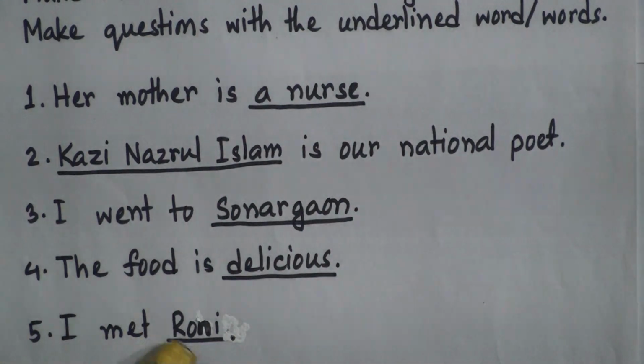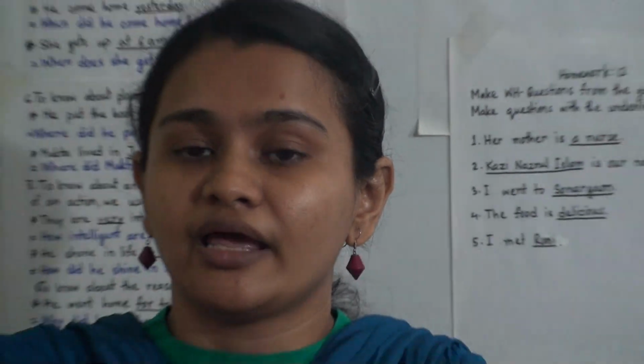Number 5, I met Ronnie. That means you want to know about the object, and the object is the person. So you will start your question with whom or who. So there are 5 sentences for you. And dear students, one important thing, at the end of your question you must put the question mark, otherwise your WH question will not be correct, it will be incorrect. So be careful about it. After making the WH question, all of you will give a question mark at the end of your sentence.